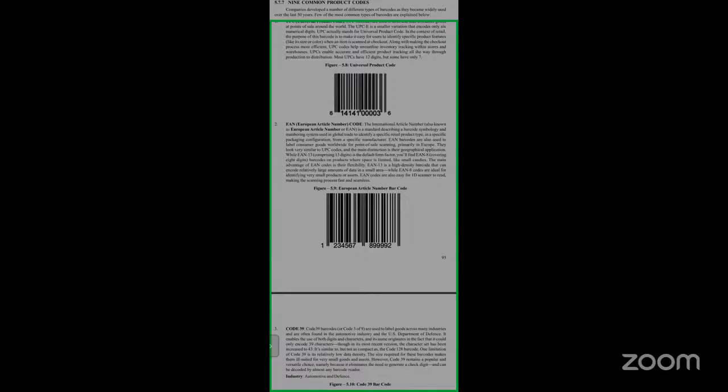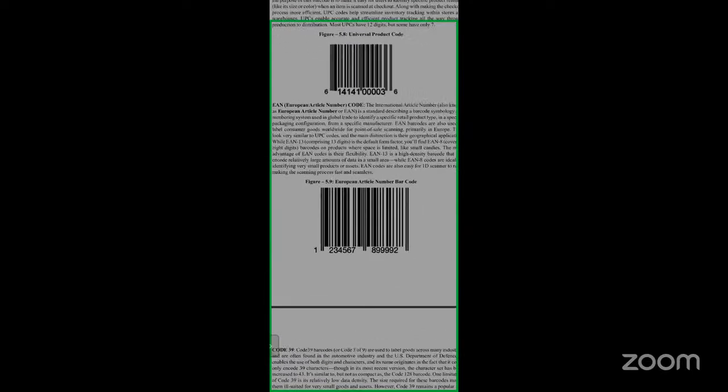A specific retail product type in a specific packaging configuration from a specific manufacturer. So it's very clear that it consists of 13 digits, and it tells who the manufacturer is. Out of 13 digits, 8 digits are for barcodes where product space is limited, like small candies and all those things. You can look at how it actually looks.